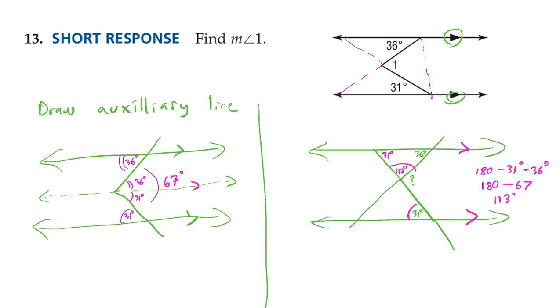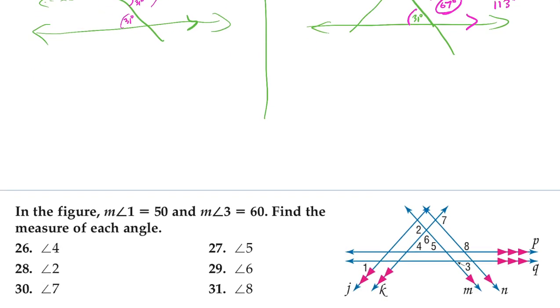And then we go, well, these are supplementary. So this angle right here is 180 minus 113, which is 67 degrees. So we get this angle 67, the same either way. Either way, we added an auxiliary line. We either extended this or we drew a parallel line to the three lines right through there. Really cool problem. A tricky one, huh?